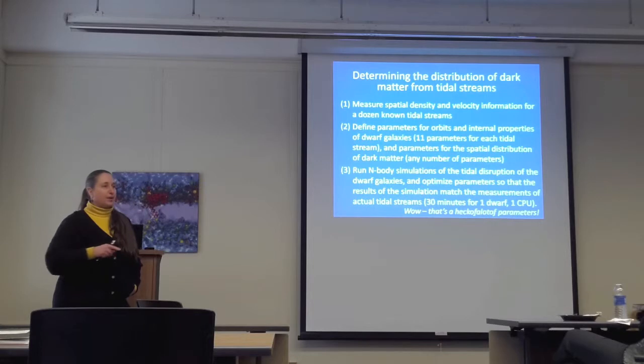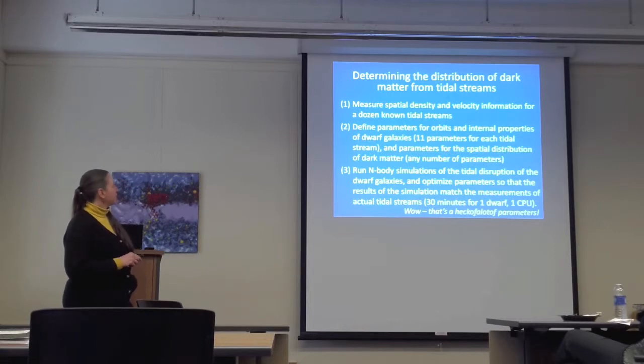As Fran was pointing out, we have had issues where there's actually more than one tidal stream in a place where we thought there was one. So piecing that out is another big process, and we're working on that. Then you define a bunch of parameters. You have the orbital parameters and internal properties of the dwarf galaxies. So that's 11 parameters for each tidal stream, plus the time it's been in orbit.